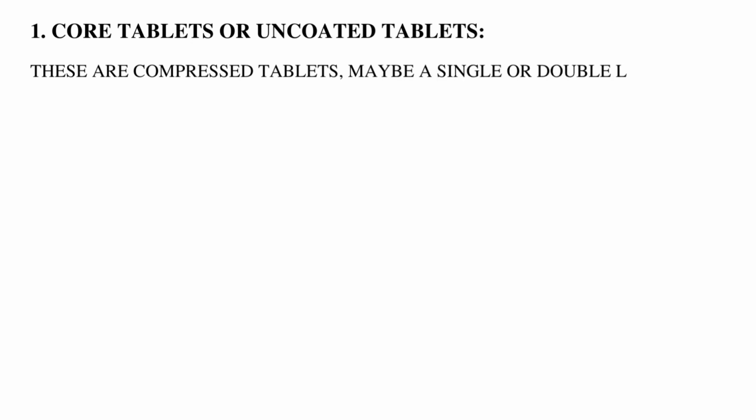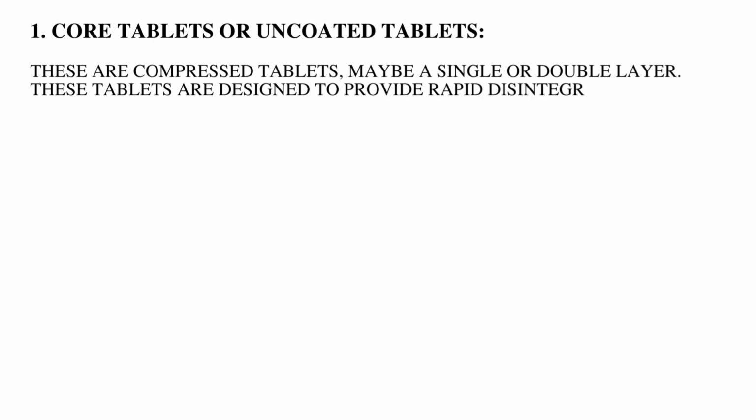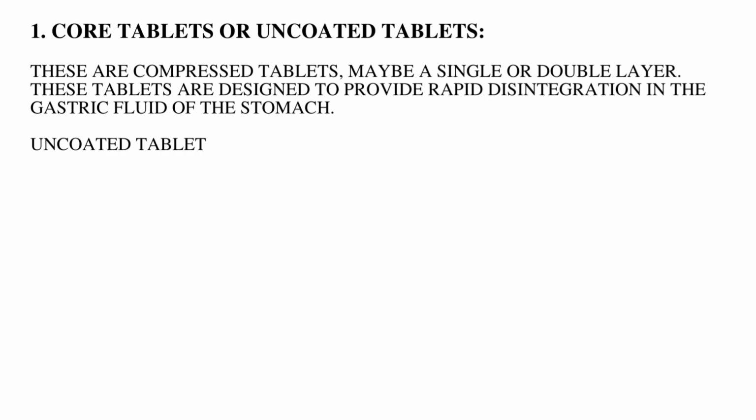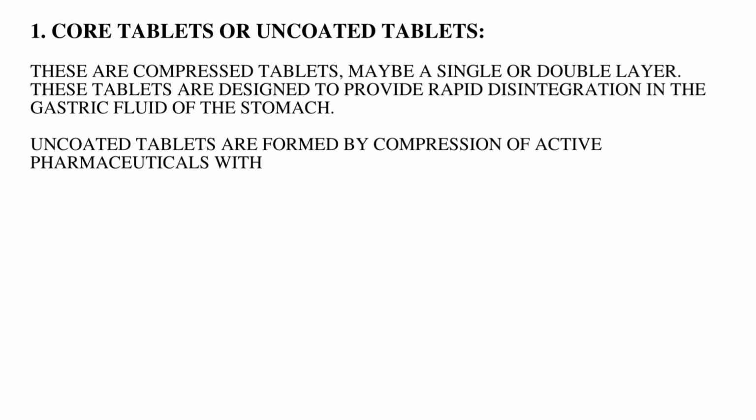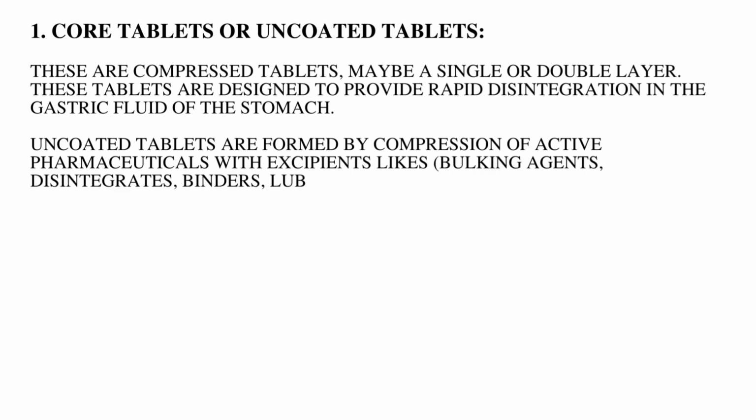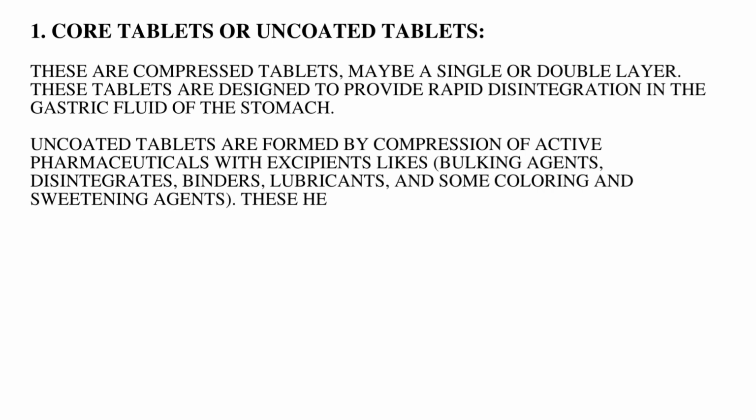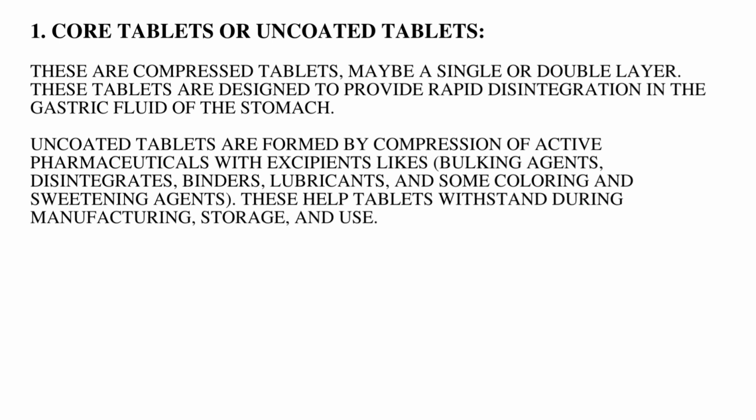1. Core tablets are uncoated tablets. These are compressed tablets, maybe a single or double layer. These tablets are designed to provide rapid disintegration in the gastric fluid of the stomach. Uncoated tablets are formed by compression of active pharmaceuticals with excipients like bulking agents, disintegrants, binders, lubricants, and some coloring and sweetening agents. These help tablets withstand manufacturing, storage, and use.